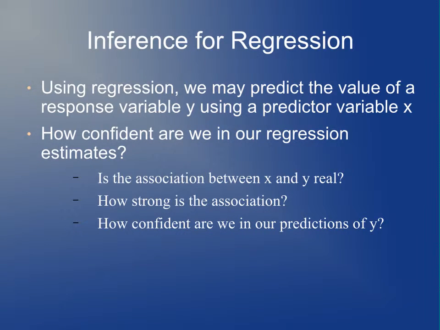As we discussed in the previous lecture, using regression you can predict the value of a response variable y based on a predictor variable x. We may want to know how confident we are in our regression estimates. In particular, is the association between x and y real? Is it a stronger association than we would expect to observe due to chance? If it's real, how strong is this association? How confident are we in our predictions of y?